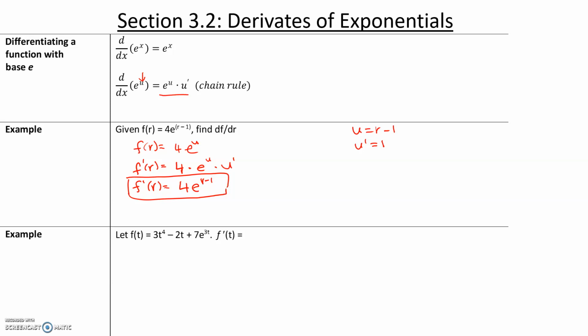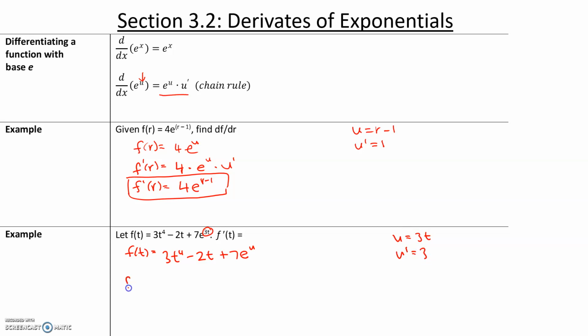Another way to think about that is we have 4e to the r minus 1. We know that when we take the derivative, the e to the r minus 1 stays the same. And we take the derivative of r minus 1, which is 1, which we don't have to write, so that's our answer. Okay, let's take another example. But before I do this, I'm going to substitute the exponent 3t with u. So I have 3t to the 4th minus 2t plus 7e to the u. So I'm going to use a u substitution. So u is equal to 3t and u prime is equal to 3.